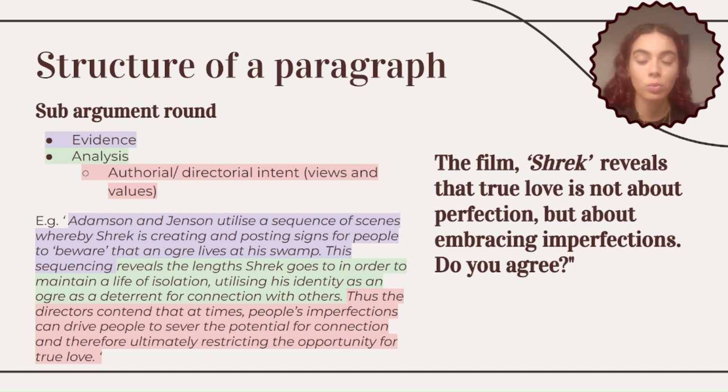Okay. Continuing on with the authorial, in this case, directorial intent. Thus, the directors contend that at times people's imperfections can drive people to sever the potential for connection and therefore ultimately restricting the opportunity for true love. Understood? So we're talking about what happens when some people, in this case Shrek, use these imperfections as a means to stop them from even having the opportunity for connecting to another person, let alone truly loving them. Okay, so he's using these things as a way to justify a distance from other people, to not have love. That's what's going on in these 3 steps, okay?